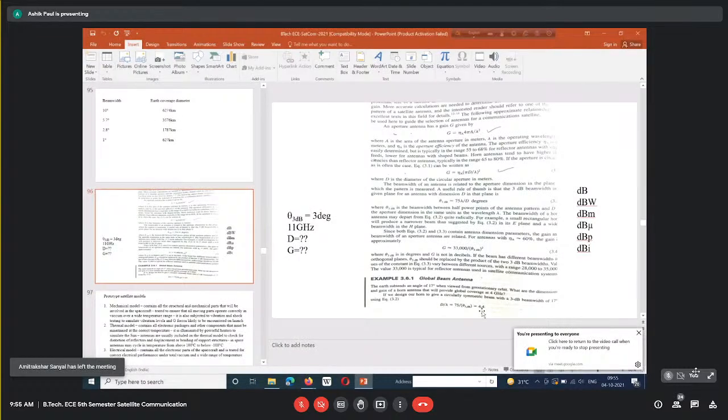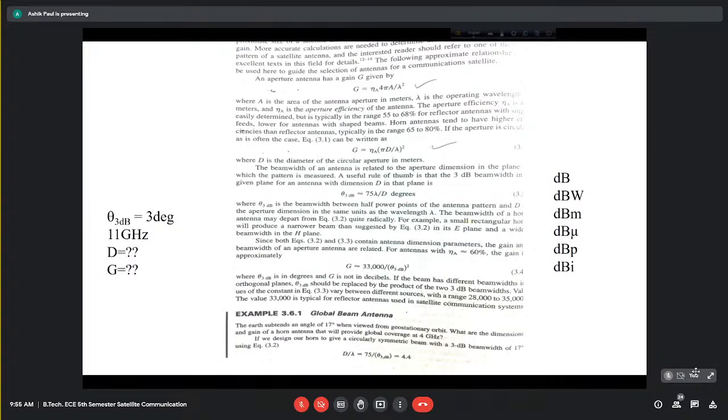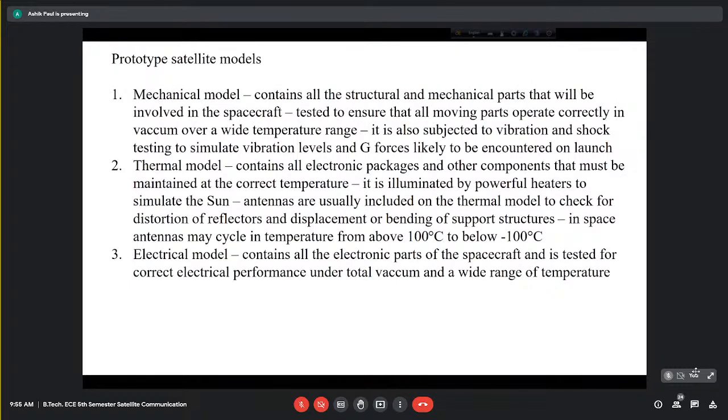So let's move ahead. Now, the next thing: we have now discussed the different subsystems of a communication satellite, starting from the attitude and orbit control system, then the telemetry, tracking, command and monitoring system, then the power subsystem, the communication subsystem, and finally the antennas on board a satellite. So these were the 5 different subsystems of a communication satellite.